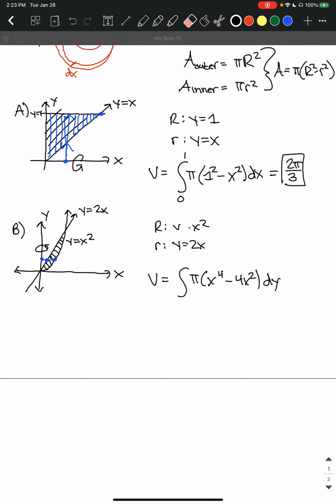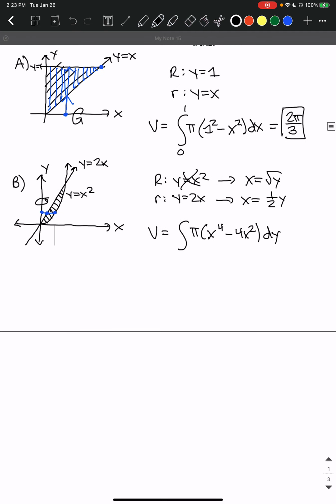So what I need to be very careful of is that I need my equations to be in terms of y. So it's not actually y is equal to x squared. It should actually be x is equal to the positive square root of y, because we're in the first quadrant here. And then over here, x is equal to 1/2 y. I hope that was clear. The earlier version is not correct. Our integral then should be the integral of pi, big R squared, which is square root of y squared, and then little r squared, which is 1/4 y squared.